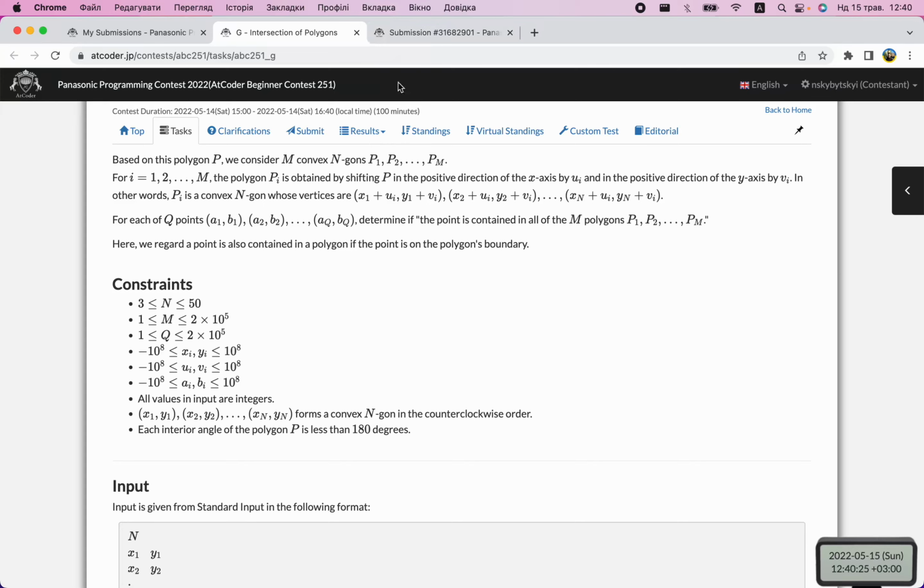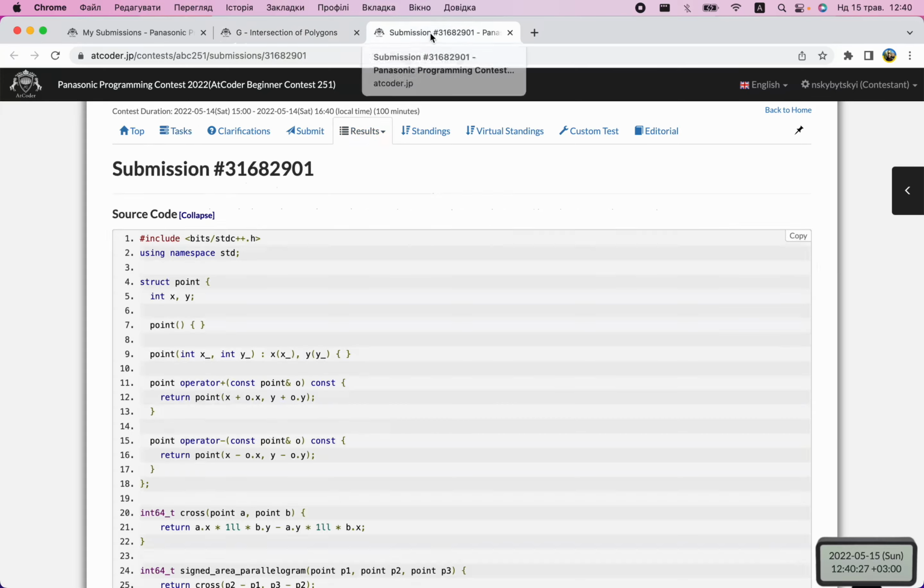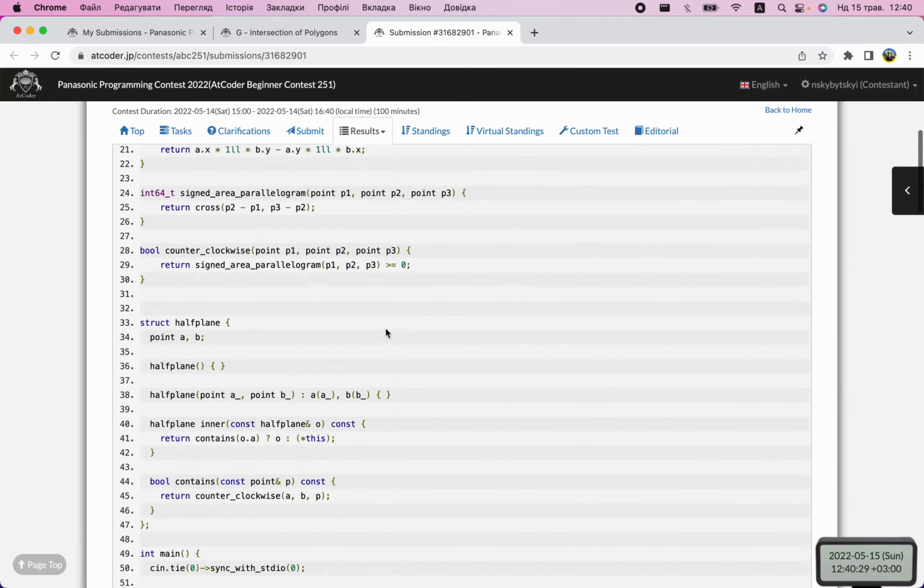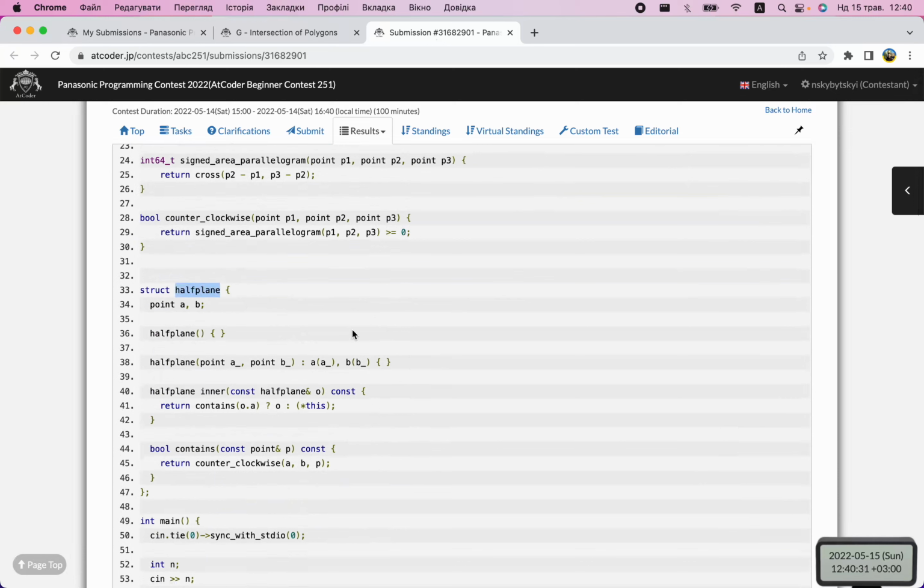For this problem, it's crucial to understand that a convex polygon is an intersection of half planes. Every half plane can be defined by two points that lie on the boundary in such a way that the half plane lies to the left if you go from A to B.